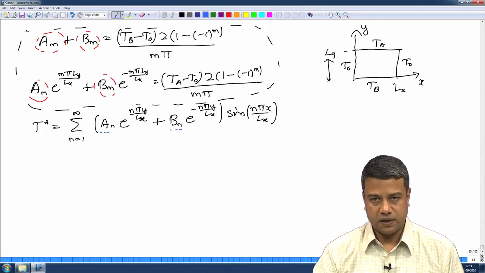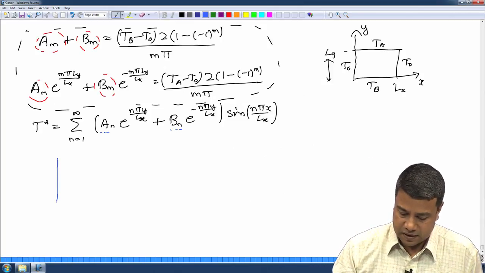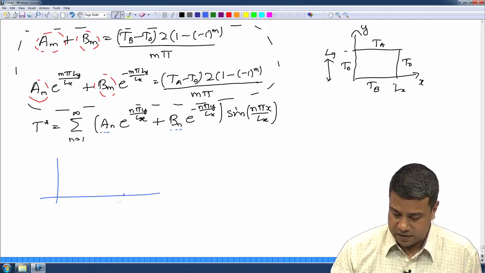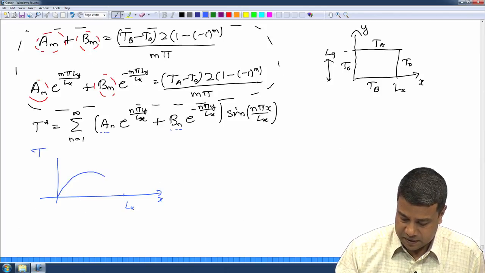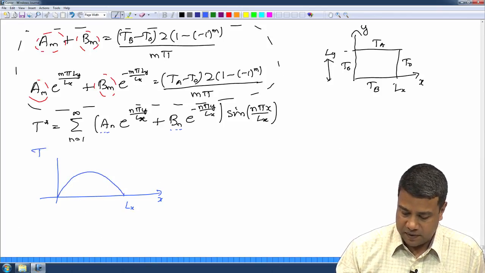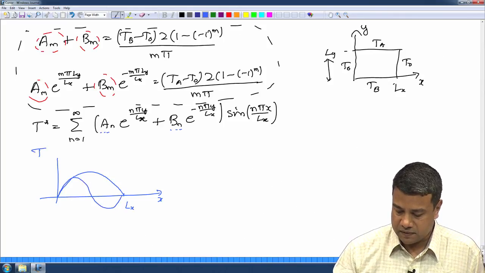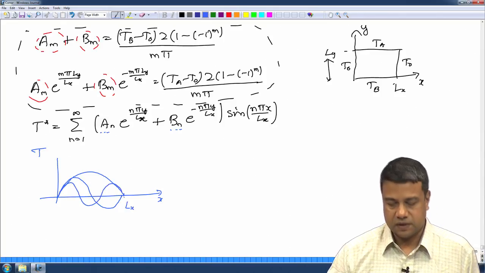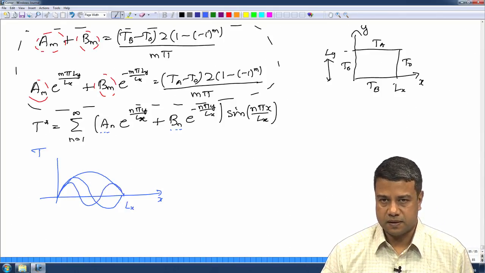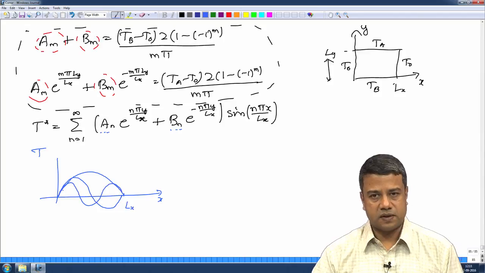Basically what I have done is I have expanded the temperature field in the x direction in terms of sine functions, 0 to Lx. In the x direction, the temperature field has been expanded in terms of sine functions because these are the basis functions, these are the natural solutions of the Laplace equation in a Cartesian coordinate system.